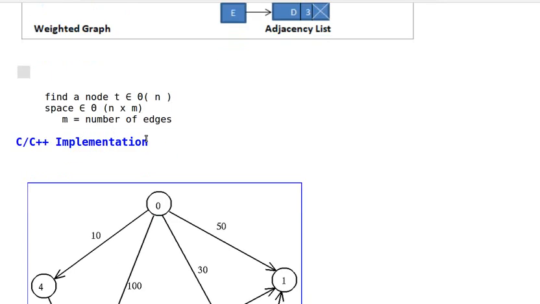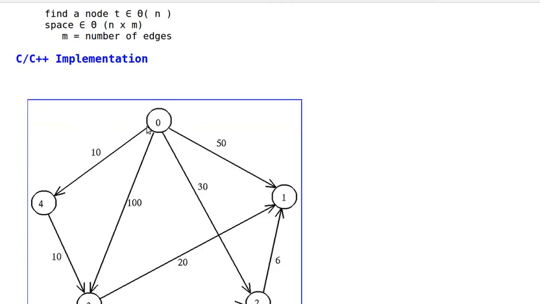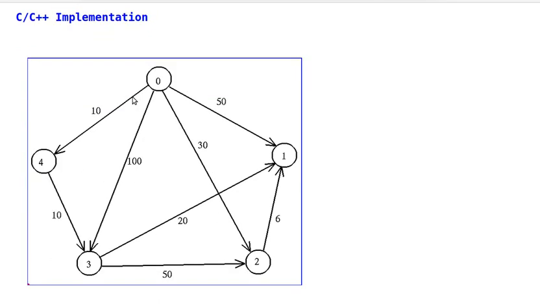Next, we discuss C++ implementations of the graph representations. The implementation of an adjacency matrix is straightforward. We simply use a two-dimensional array to represent the matrix. We have discussed this in the video of greedy algorithms and Dijkstra's shortest path algorithm. Implementations of adjacency lists are also quite simple.